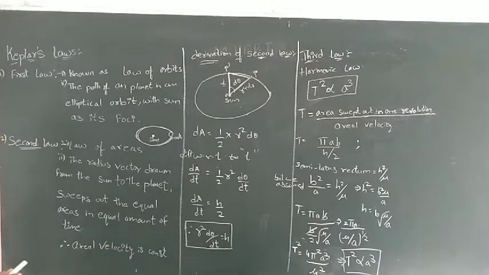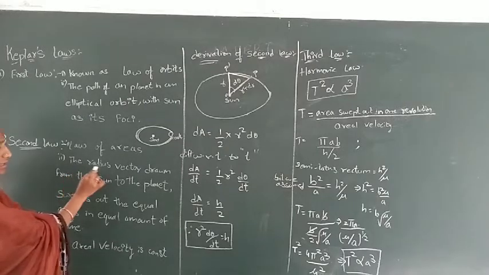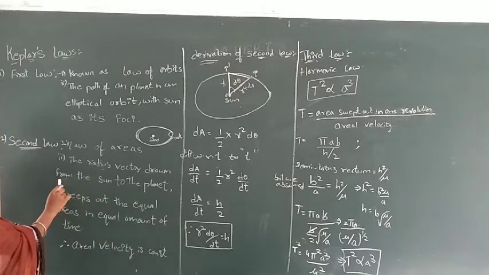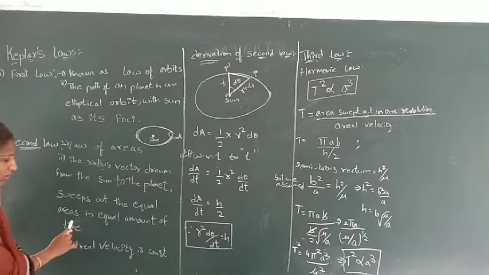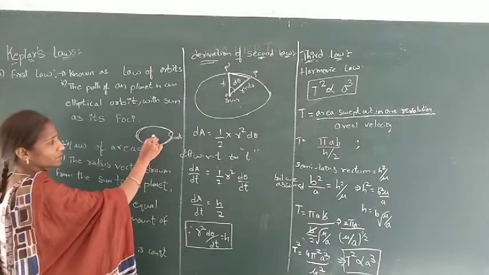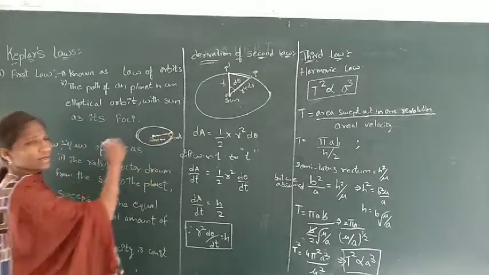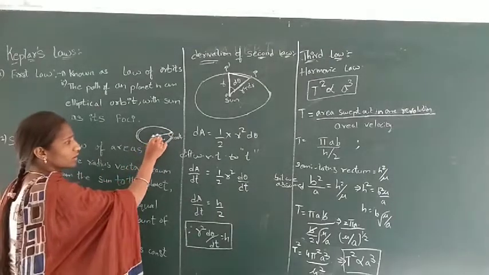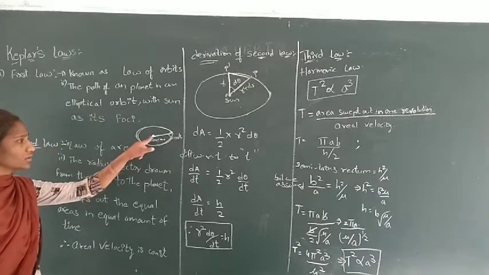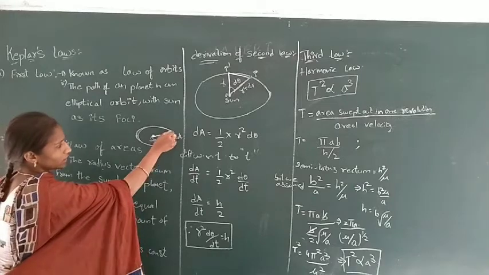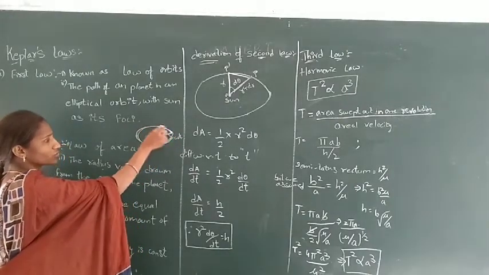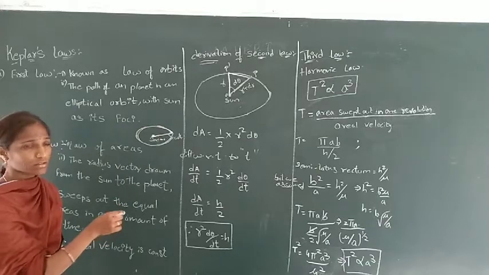The second law can be explained in detail as follows: the radius vector drawn from the sun to the planet sweeps out equal areas in equal amounts of time. Let us consider a radius vector from the sun to the Earth. According to the first law, the Earth moves in an elliptical path around the sun.